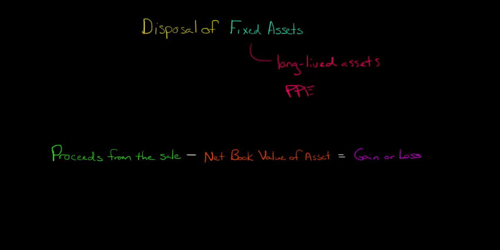To calculate the gain or loss on the disposal, we take the proceeds from the sale. So if we sell a piece of equipment, how much cash do we receive? What's the proceeds? Then we subtract the net book value of the asset, which is the original cost minus the accumulated depreciation, and that gives us the gain or loss. I know that's a lot to process, so I want to walk through an example. I think it'll make it easier to understand, and I'll show you the journal entries.